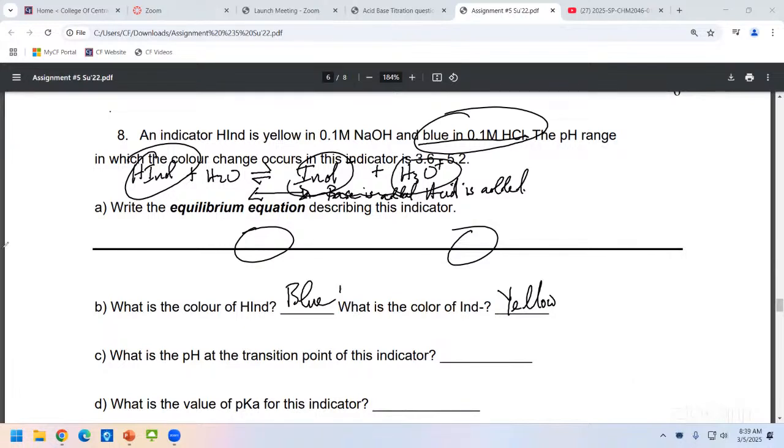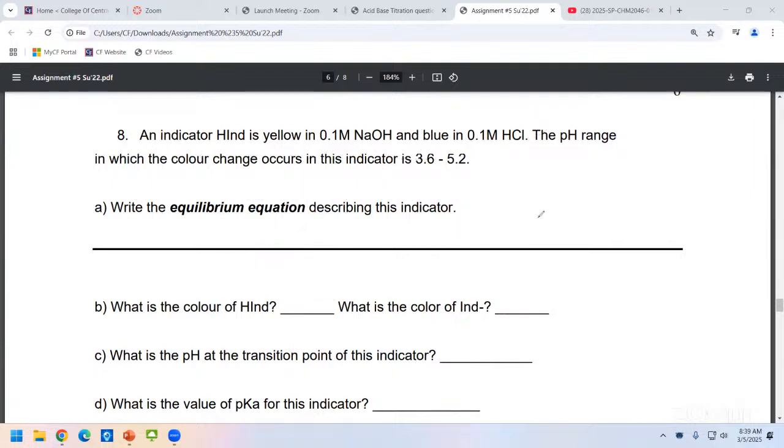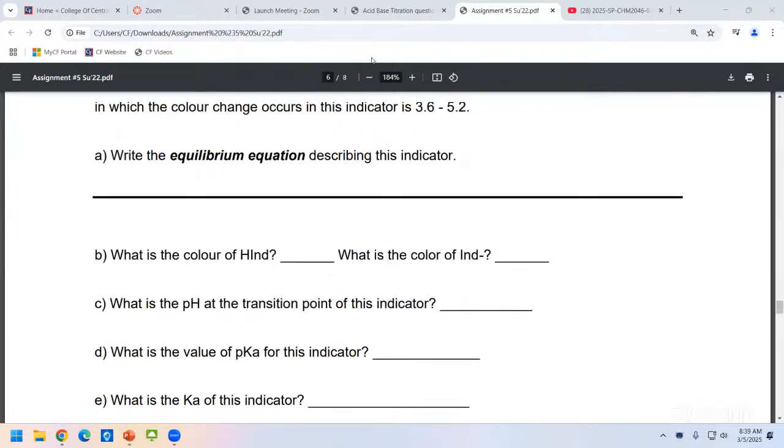Okay, so with that said, the next question is, what is the pH at the transition point of this indicator? Now to answer that, we have to look at the values given. Let me clear everything here and scroll down. Oh, okay, here it is. It says, what is the pH at the transition point of this indicator? And they gave you this here, which is the pH range over which the color change occurs. So what do you think is the pH at the transition point?